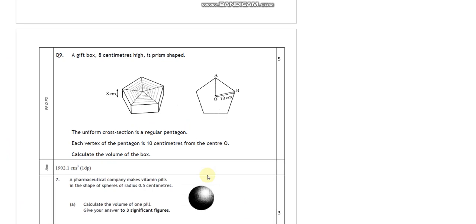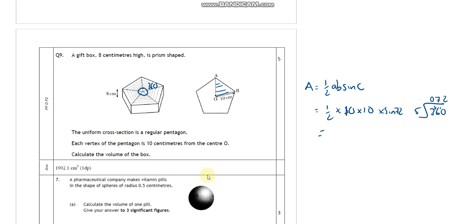So it's looking at the volume of the box. So in this case, it's giving you a triangle. You should know the area of a triangle, a half ab sine C. So you're saying it's a half times 10 times 10. And how would you possibly get that angle in the middle? Well, the angle of the whole thing is 360. So the angle is going to be 360 divided by 5. So that's going to be 72 degrees times sine of 72. So let's get that on our calculator.